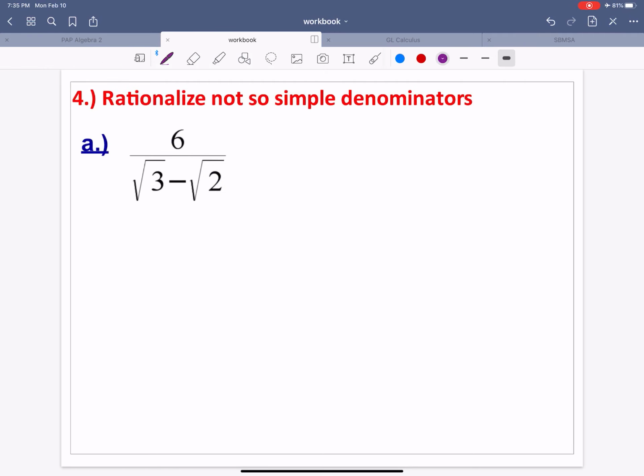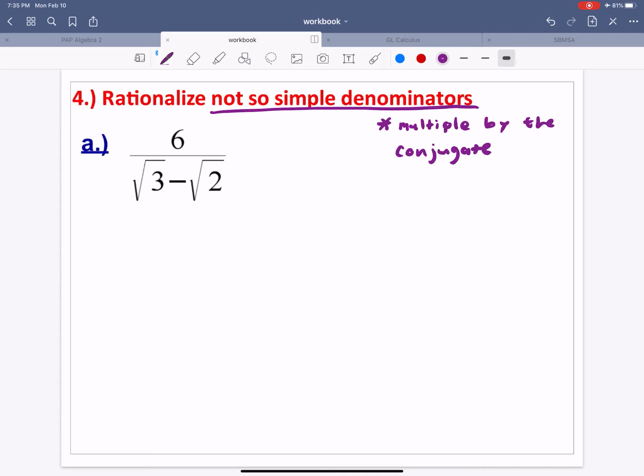Okay. Now those are simple denominators because there's only one term in the denominators, but what we can actually also do is we can rationalize not so simple denominators. So when we see not so simple, what that means is that there's multiple terms in your denominator. Clearly you can see we've got 2 terms here. So what you're going to do when you see not so simple denominators is you're going to do something called multiply by the conjugate. Multiply by the conjugate.